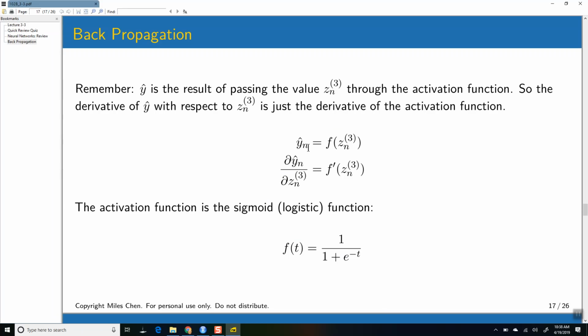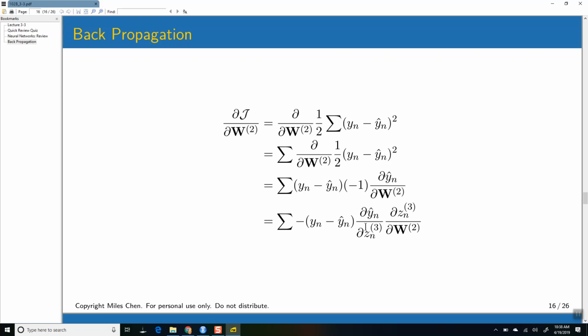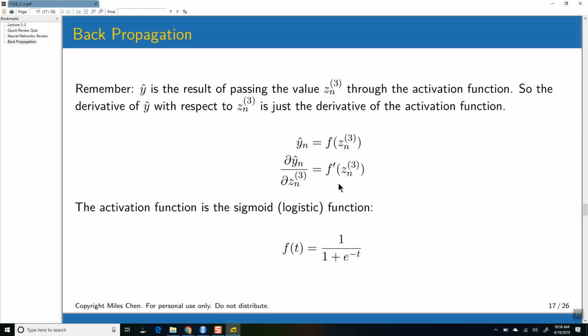So here, we say y hat is equal to f, the sigmoid activation function applied to this, okay? So we can just say the derivative of y hat with respect to Zn is just f prime of the function, okay? And that's effectively what I'm going to do. I'm going to just replace this with f prime, okay? But probably we need to figure out what f prime is, and so here's f. F is 1 over 1 plus e to the negative t, so what is the derivative of that? Okay, f prime. All right, is that okay?